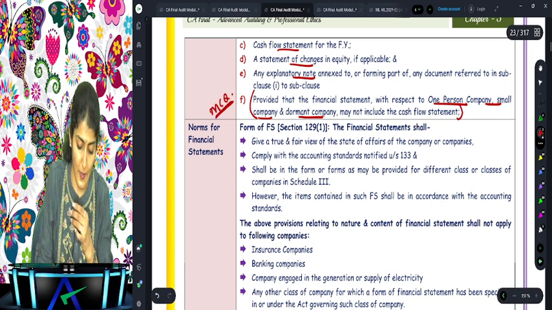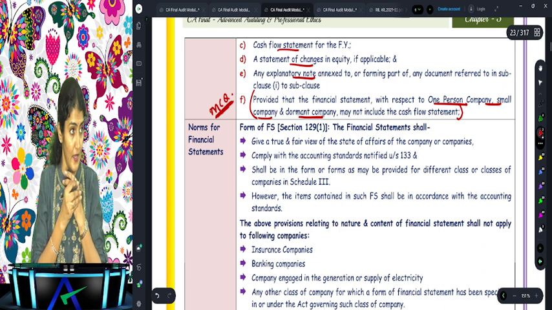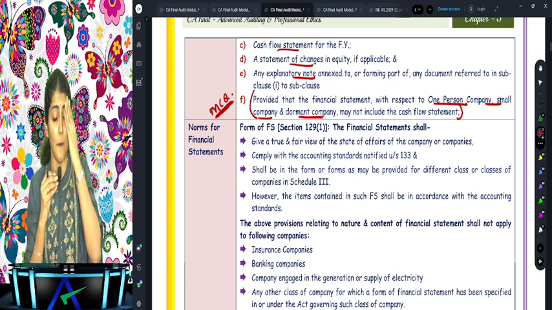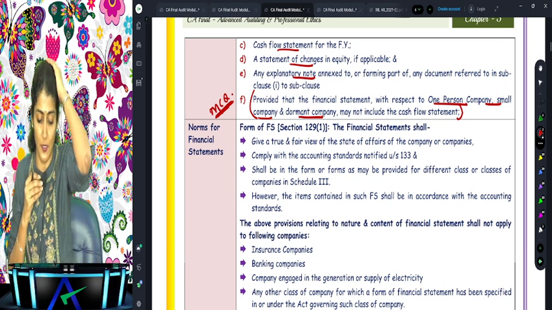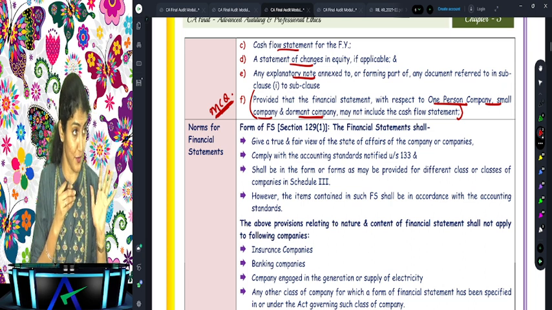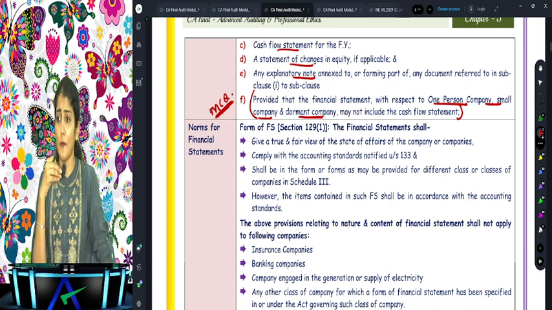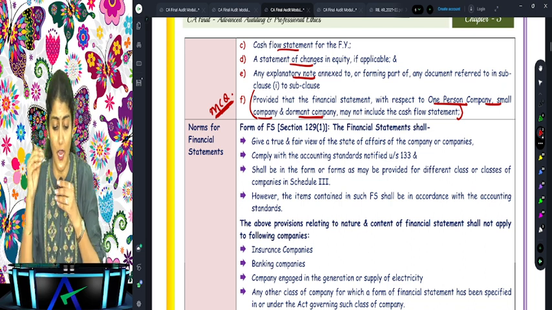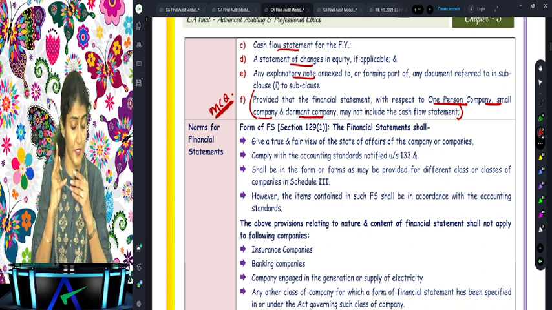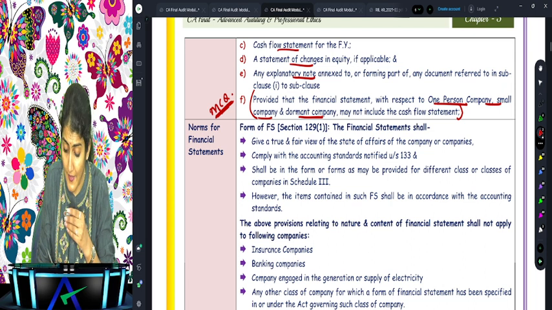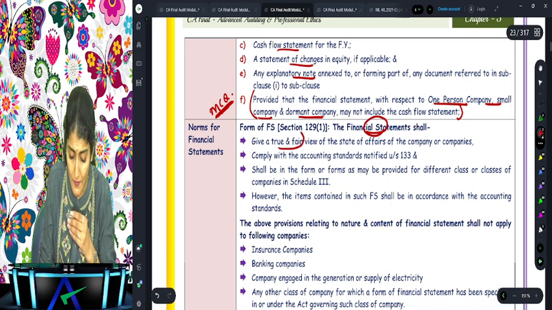So I see an MCQ over there. One person company, small company, and dormant company may not include the cash flow statement. Are you getting that?